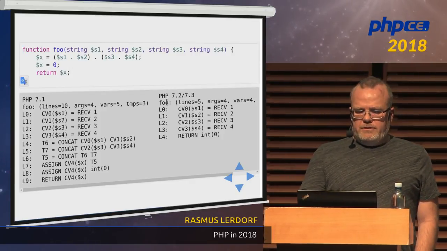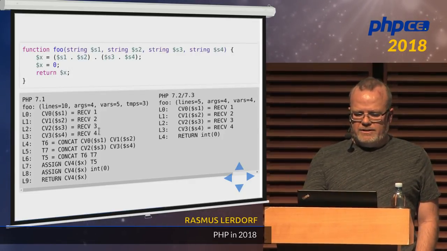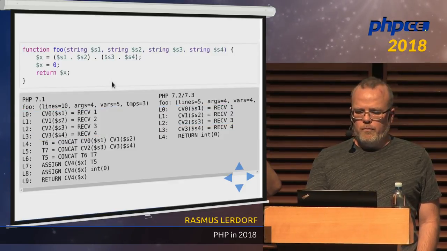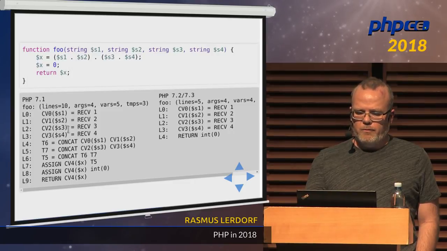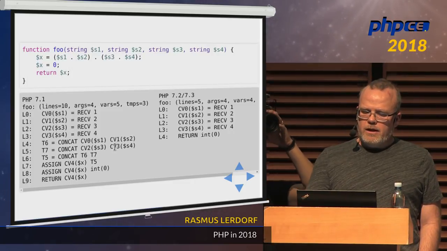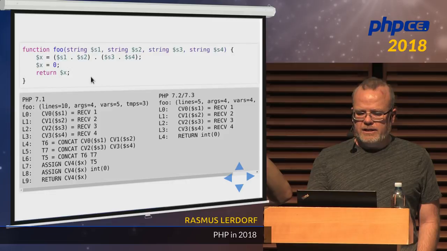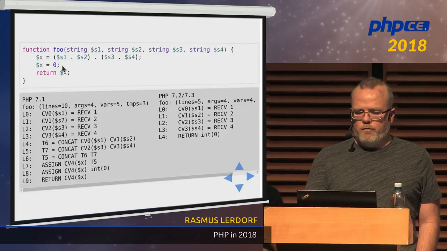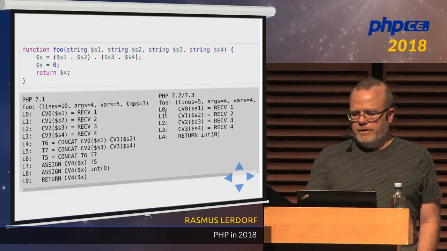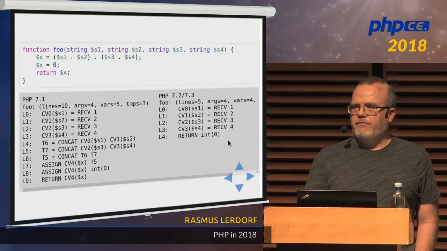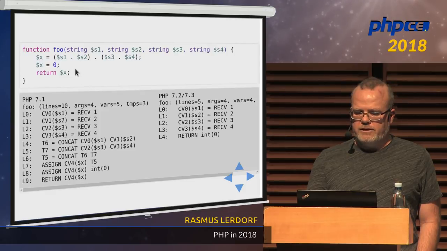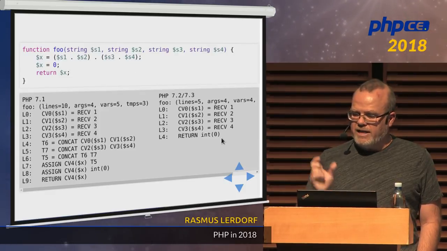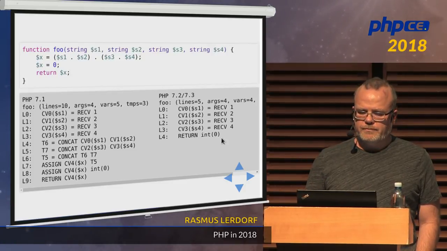More complicated things. The first four lines are actually no-ops. These are just telling you where the incoming arguments ended up, which registers they're in. In PHP 7.1, you can see that this concatenation is done, even though on the next line we overwrite it, and then we return x. You can see the optimizer doesn't even create variable x. It knows that this function always returns 0, no matter what. So it compiles down to just a return 0.